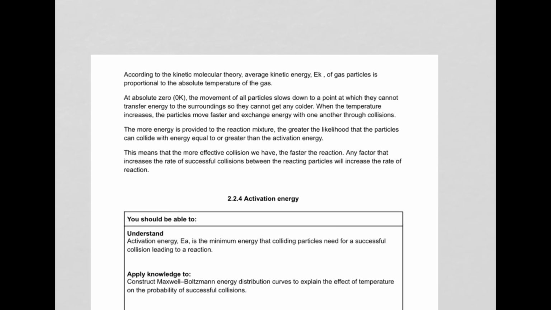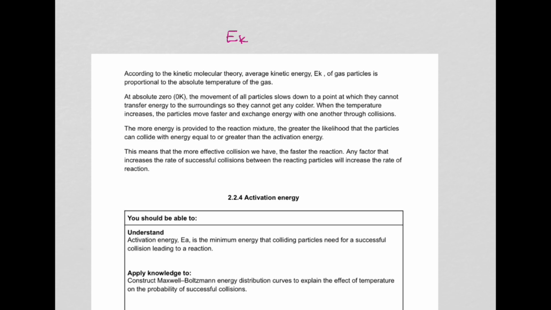So if we look at the kinetic model theory, it tells you that gas particles are constantly moving, and that the kinetic energy of the gas particles is proportional to the absolute temperature of the gas. Which comes back to the equation that we did before, where kinetic energy is directly proportional to temperature, and temperature is in Kelvin, so it is absolute temperature. At 0 degrees, there's no movement, so there is no collision, technically. And when temperature increases, particles move faster. They exchange energy with each other through collisions.